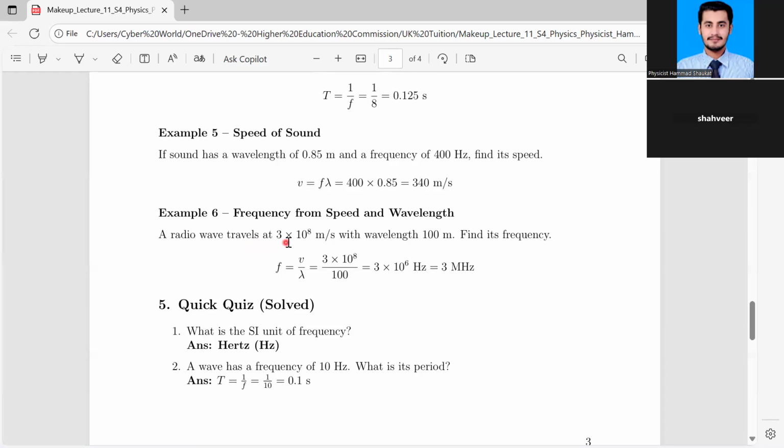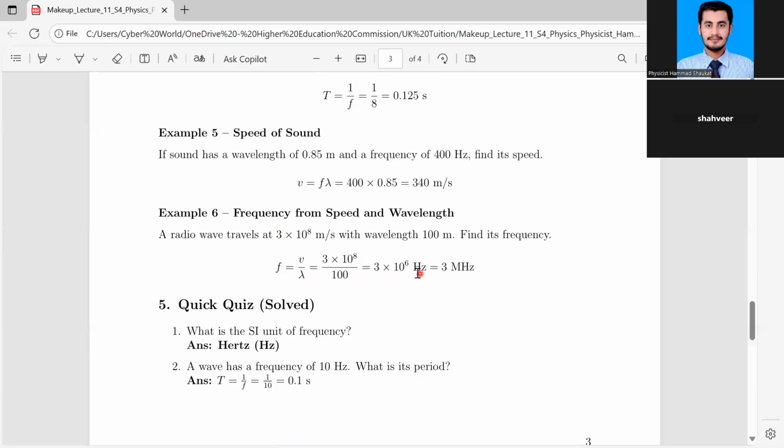A radio wave travels at 3 multiplied by 10 raised to the power 8 meters per second. So this is the value for speed, V, and also the wavelength is given. Wavelength is 100 meters, which is lambda. So the values of V and lambda are given. What you have to find is frequency. You know the relationship: V equals f lambda. If you want to find frequency f, it becomes V by lambda. The value of V is 3 multiplied by 10 raised to the power 8 divided by lambda, which is 100.